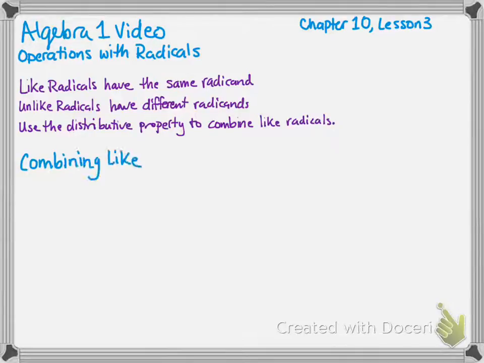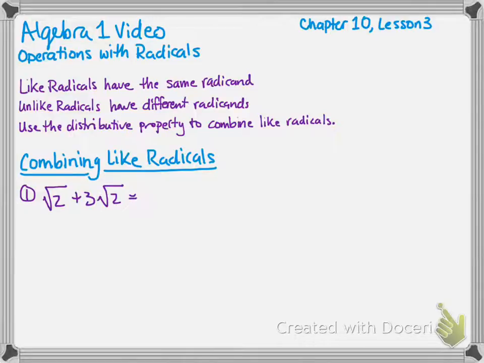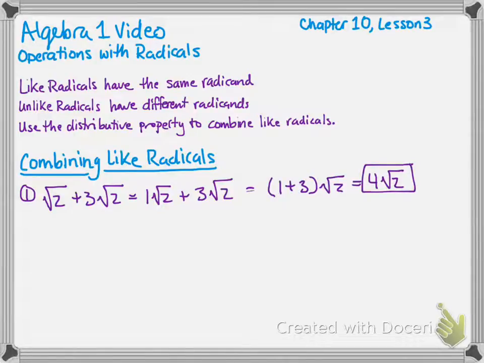All right, so combining like radicals. Square root of 2 plus 3 times the square root of 2. Well, there is an invisible 1 in front of that first square root of 2, which means if I have 1 square root of 2 and 3 square root of 2's, I have a total of 4 square root of 2's. Pretty cool, huh?